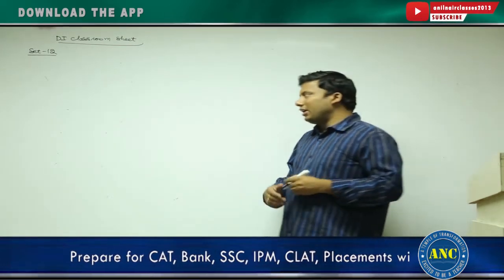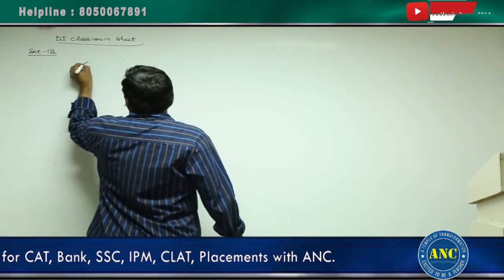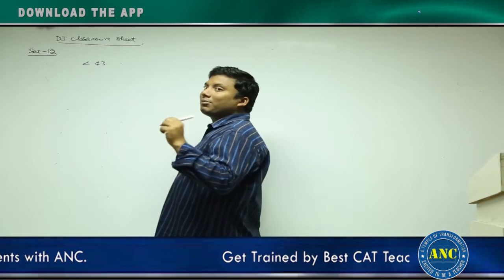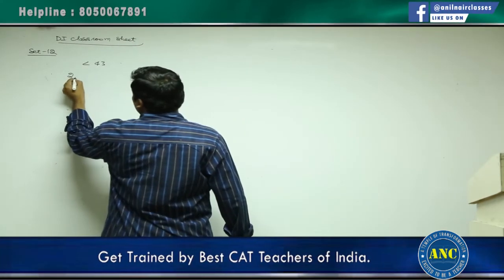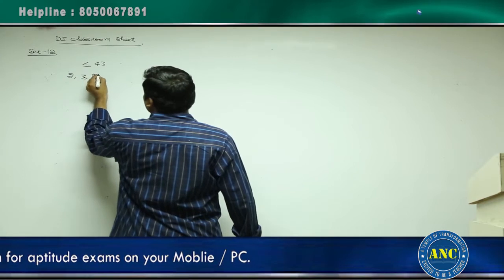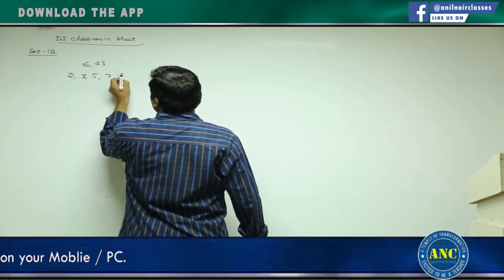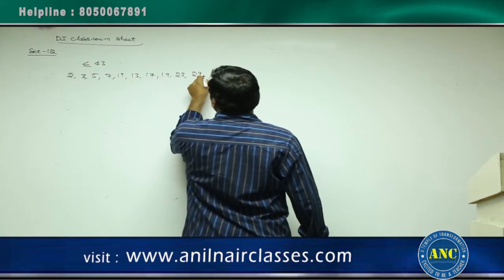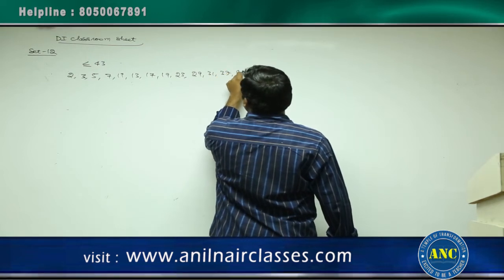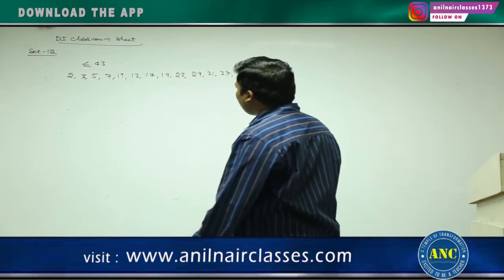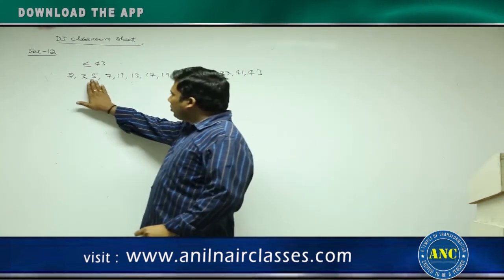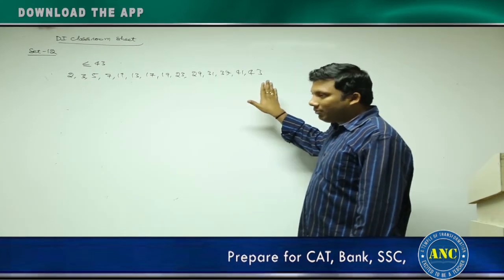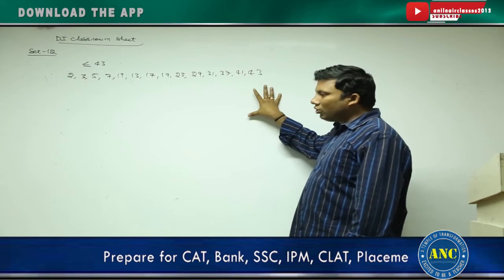That means the number of goals should be less than 45, and every player has scored a prime number of goals. So we will list all prime numbers up to 45: 2, 3, 5, 7, 11, 13, 17, 19, 23, 29, 31, 37, 41, 43. Did I miss anything? I got 14 prime numbers. These are all the goals scored by the players.